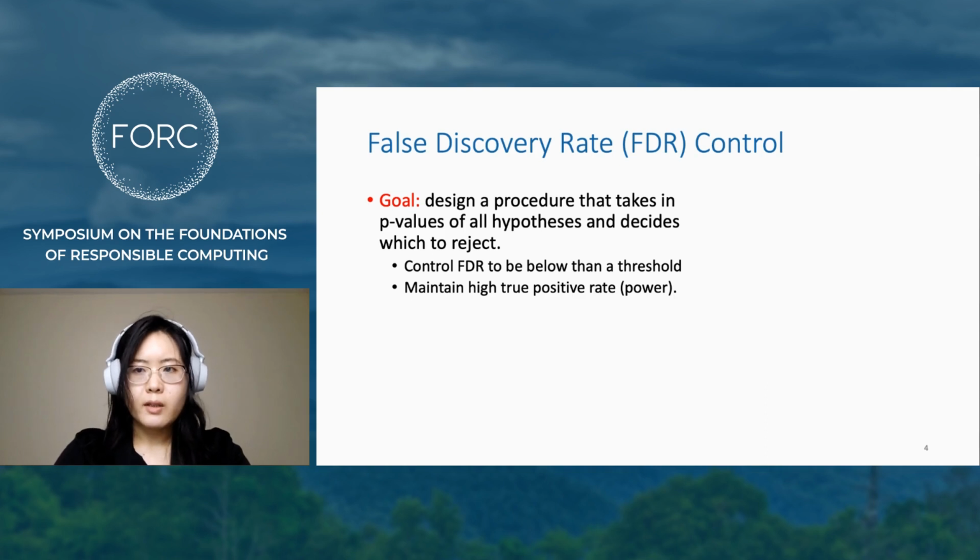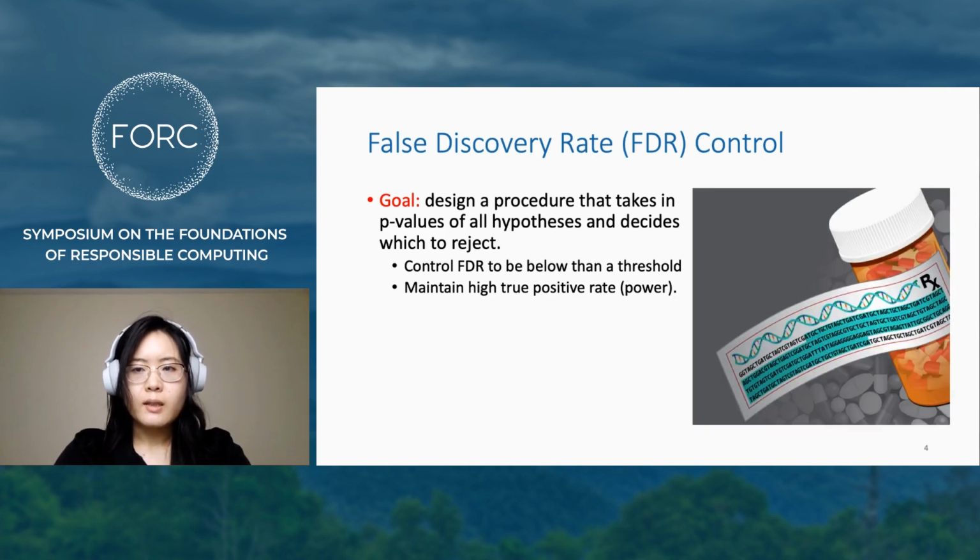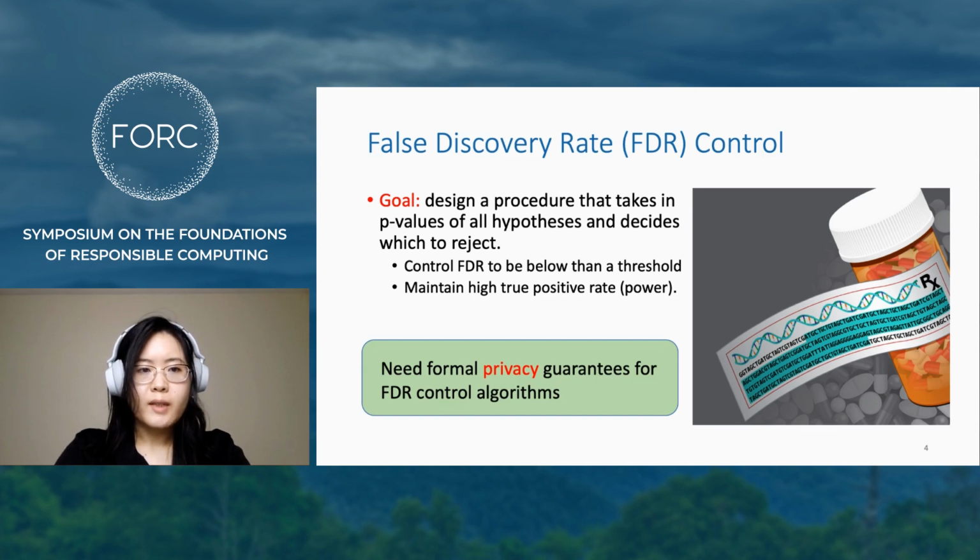In many applications, the dataset may contain sensitive personal information, such as GWAS studies and clinical trials. For example, in GWAS, a large number of SNPs are tested for an association with a disease. Prior work has shown that statistical analysis of these datasets can leak personal information, and it's possible to identify an individual's genotype. So we need formal privacy guarantees for the FDR control algorithms.